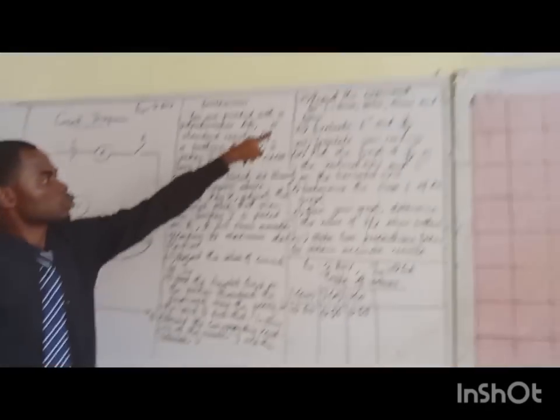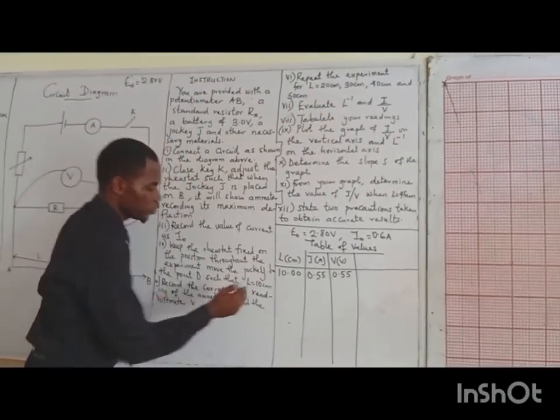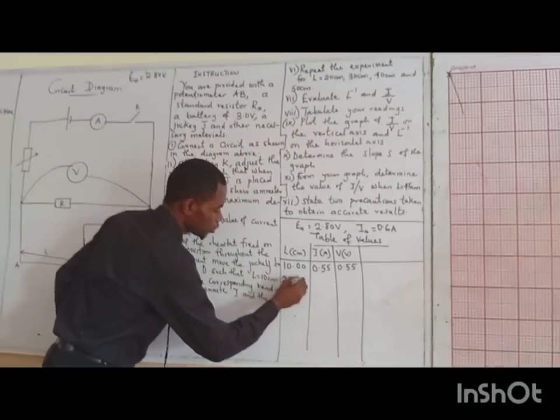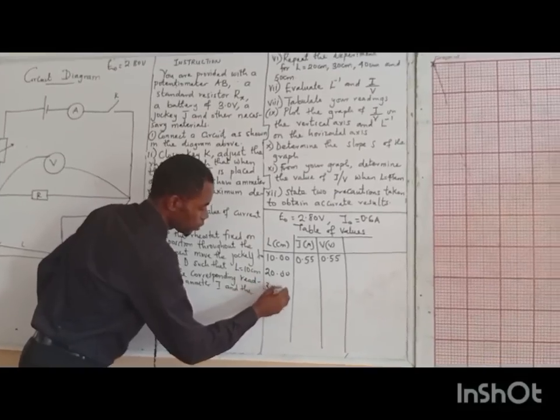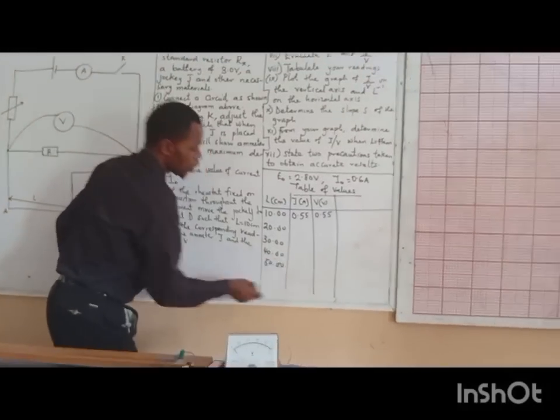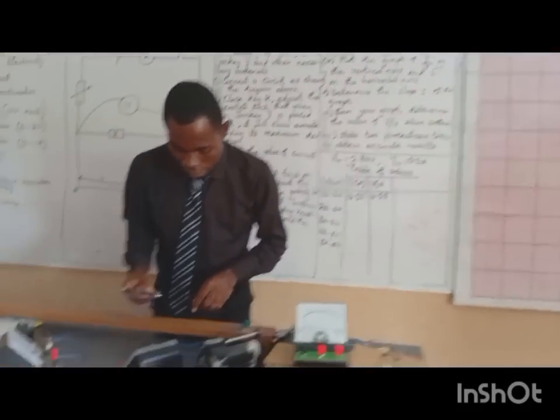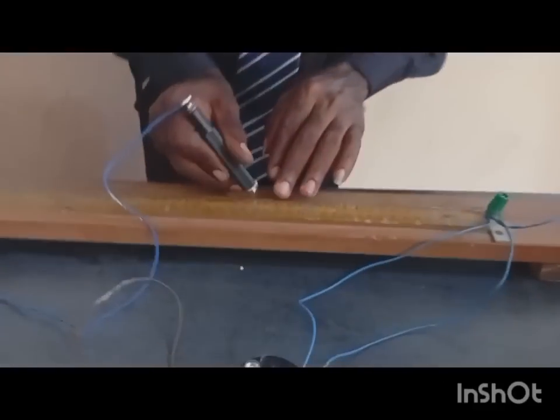Now, they said I should repeat this procedure for when L is 20, 30, 40, and 50. So let me put that there: 20.00, 30.00, 40.00, 50.00. Alright, let me go to when L is 20. Camera closer, when L is 20 now.